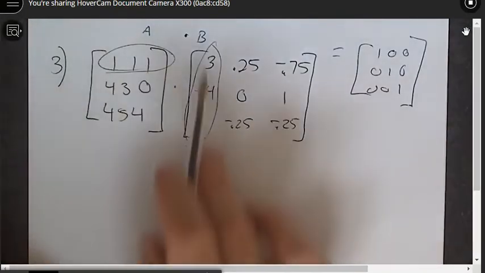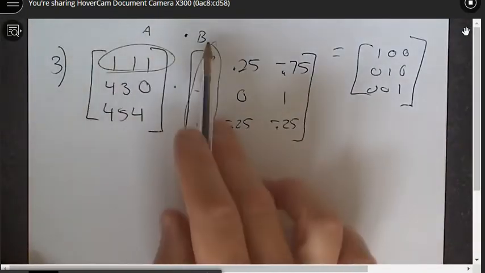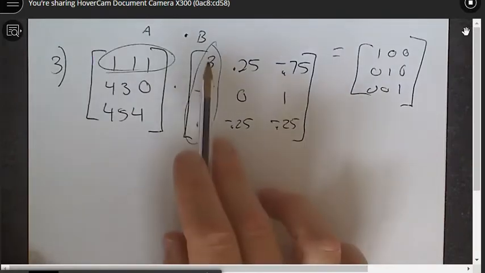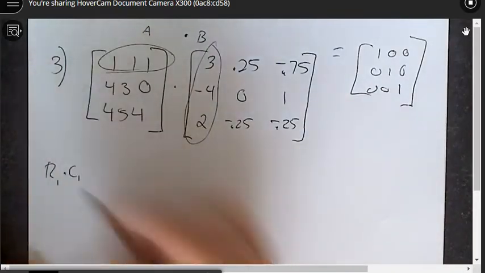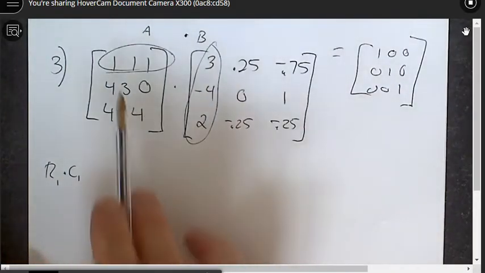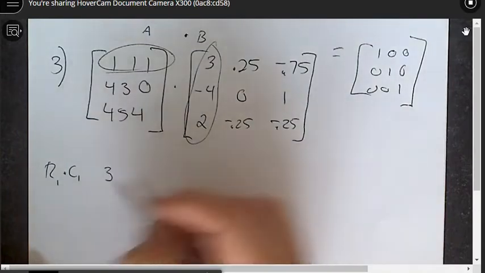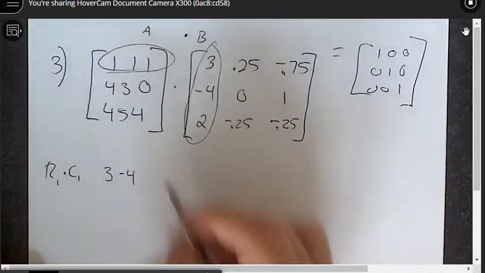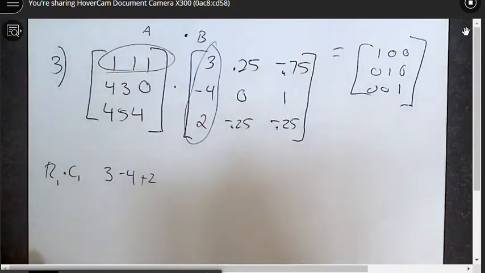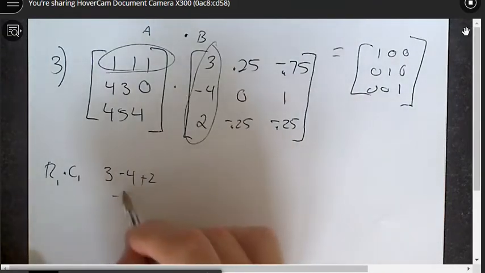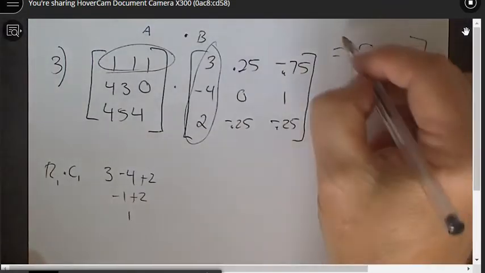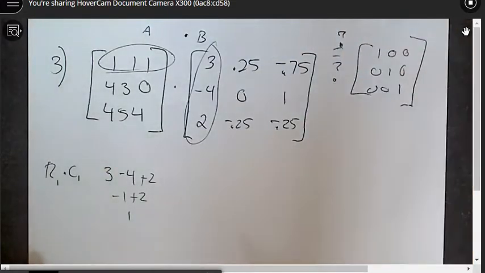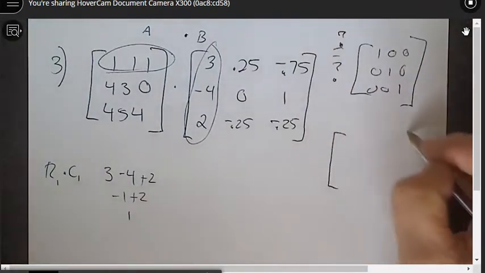With these being all ones, it makes it really easy because if we do row 1 times column 1, it's going to be 3 plus negative 4 plus 2. So if we do row 1 times column 1, again, this one works out fairly nice because it's 1 times 3 for 3, 1 times -4 for -4, and 1 times 2 for 2. So that's 3 minus 4, -1, and -1 plus 2 is 1. Okay, so we'll go ahead and put that answer right here just to see what happens.